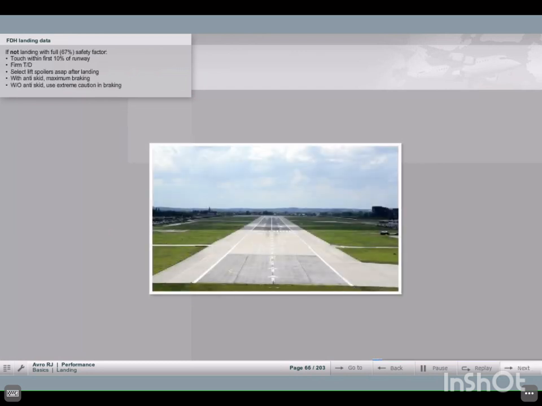When not using the 67% factored landing distance, aim to touch down within the first 10% of the runway length and select lift spoilers, if available, as soon as possible after touchdown. If anti-skid is available, commence maximum braking effort as soon as possible after touchdown. If it is not available, exercise extreme caution in braking. Go around if touchdown is not achieved in the first 10% of runway length.